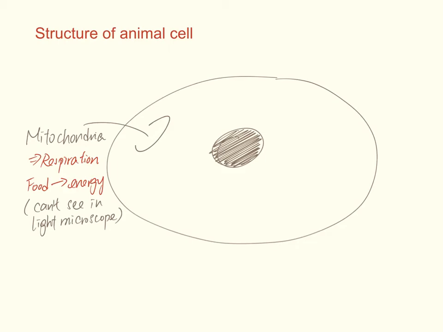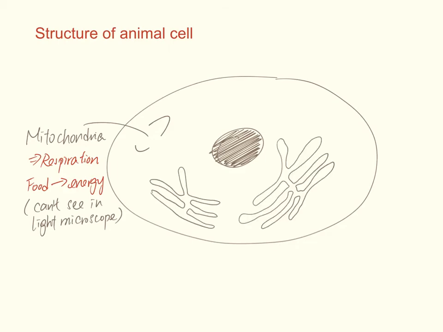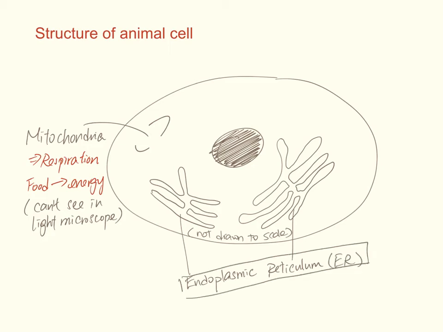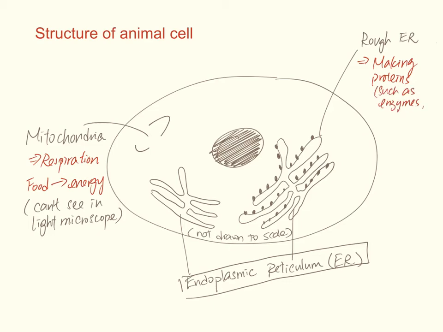And then, inside the cell, we also have these interconnected membranes. These membranes are called endoplasmic reticulum, but you just need to write ER in your exam. Now, there are two types of ER. This is called a rough ER because it has small dots on it. The rough ER is used for making proteins. These proteins can be enzymes or antibodies. The fancy name for making proteins is called protein synthesis. So rough ER is for protein synthesis.